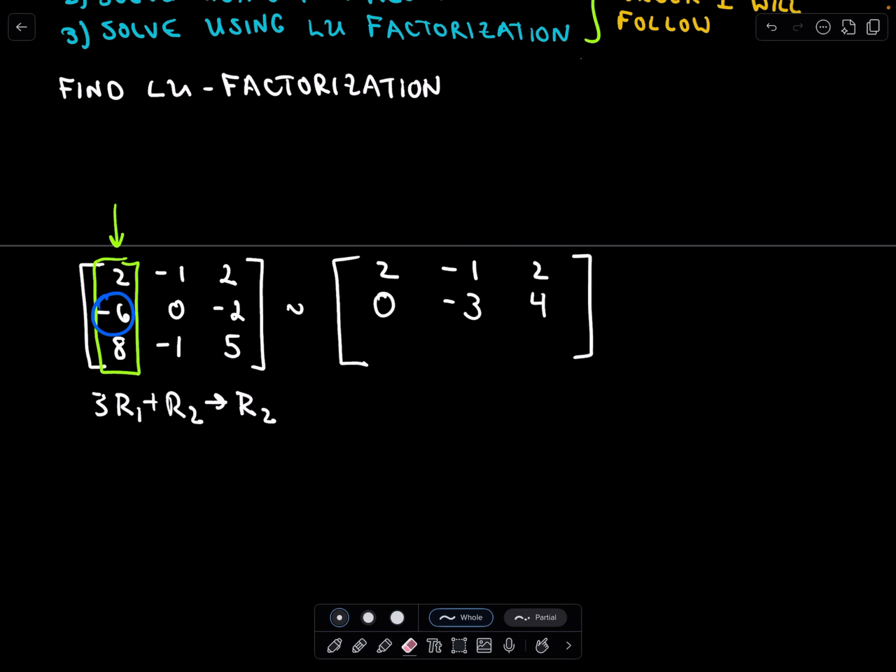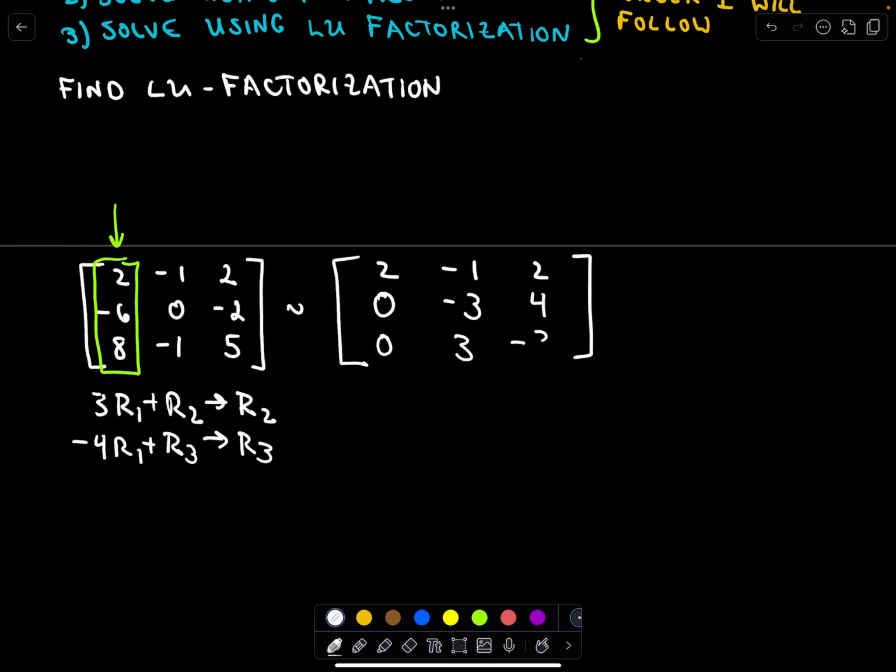And I also want to get a 0 at that bottom left entry. So to do that, I think I could take -4 times the first row and add that to the third row to produce the new third row. If I do that, you can check my arithmetic. I got 0, 3, and -3 when I did that.